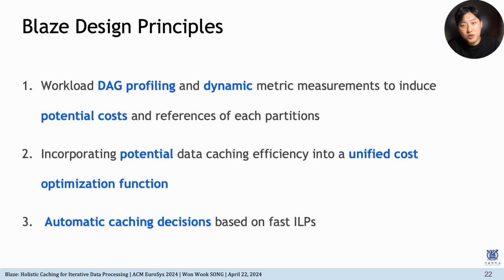Therefore, to achieve such goals while meeting the requirements, our system is designed to work on 3 main system components, built upon these design principles. Simply put, we wish to: 1. Provide an accurate tracking and estimation of the partition recovery costs, 2. Make a unified cost optimization function based on these metrics, and 3. Offer automatic caching decisions based on a fast ILP-based solution.